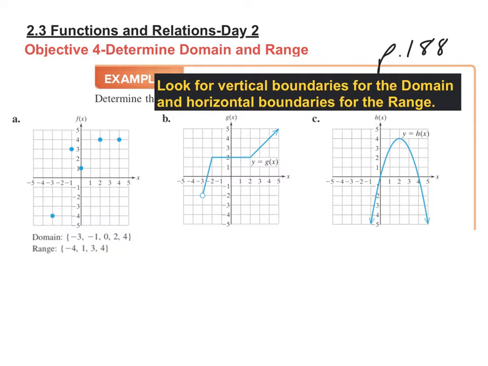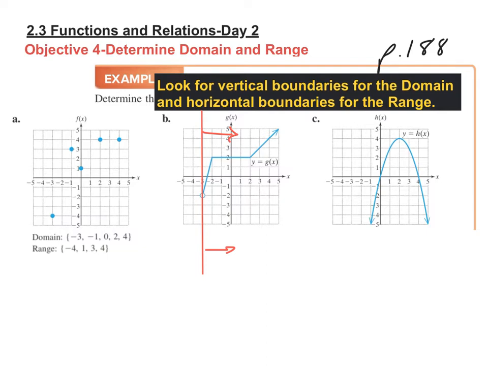But I do have a boundary, because it hits a wall right here if I'm looking at it from left to right. So that's when I talk about vertically. For the domain, I have this boundary right here. The graph never goes to the left of that boundary. It goes to the right.